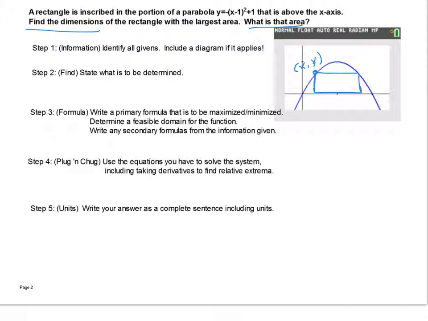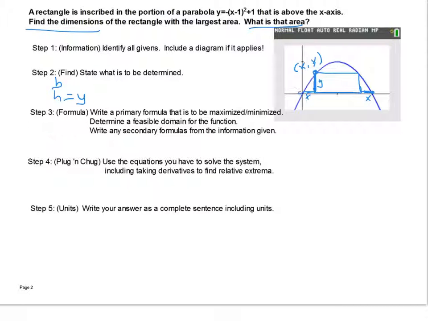But let's see, what do we need to determine? We need to find the dimensions of the rectangle. So we need to know the base and the height of the rectangle. Now, the height of the rectangle is just y, because that value is just a y value. So that's not hard. But the base is a little trickier. This is the x value. But because we're dealing with a parabola, this is also x. So this guy's x and this guy's x.